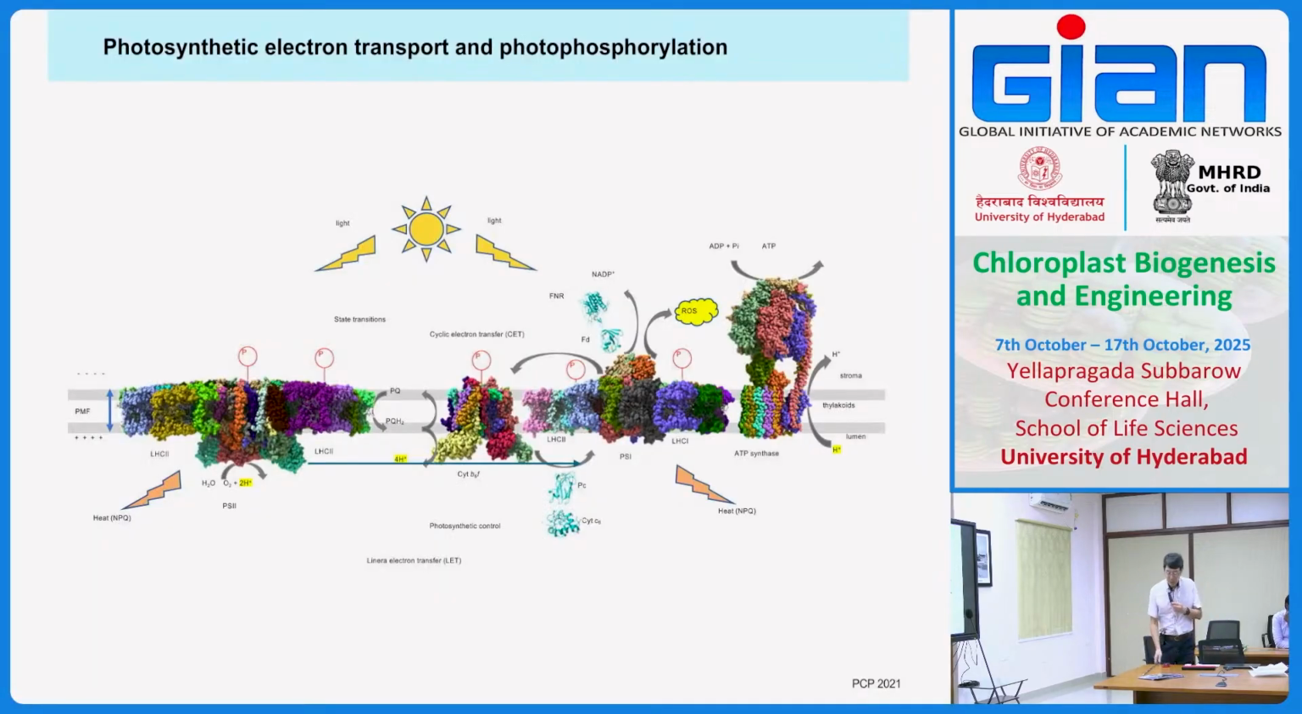So this is a schematic model of the thylakoid membrane, and there are huge multi-protein complexes, mainly 4 multi-protein complexes involved in electron transfer reactions. This is photosystem 2, this is cytochrome b6f, this is photosystem 1, and this is ATP synthase. Of course you know where the chlorophylls are present in the cell.